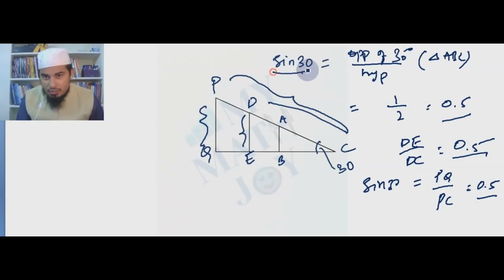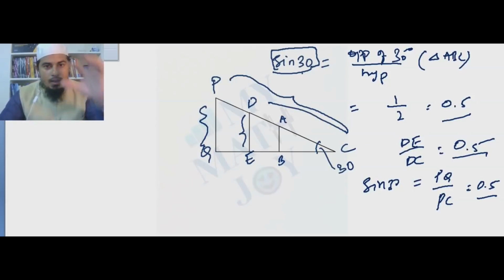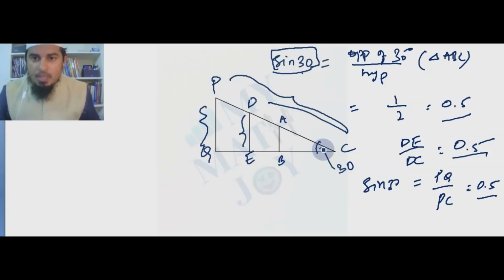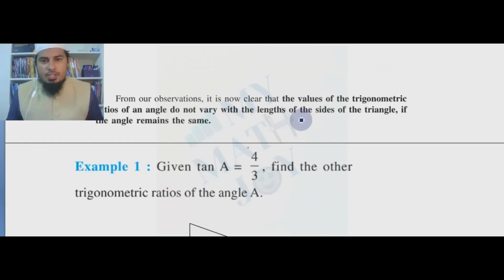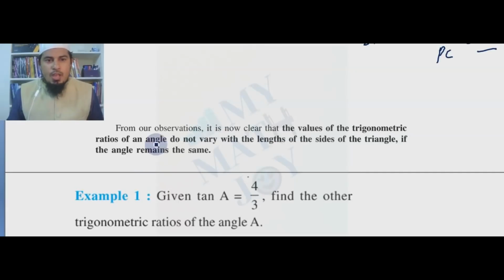It means that the trigonometric ratio does not change if the lengths of the sides change. You have to keep the angle constant, make different right angle triangles and do this activity. You will conclude that as we change the lengths of the triangle but the angle remains the same, the trigonometric ratio values do not change. So here comes the definition: the value of trigonometric ratios of an angle does not vary with the length of the sides of a triangle if the angle remains the same.